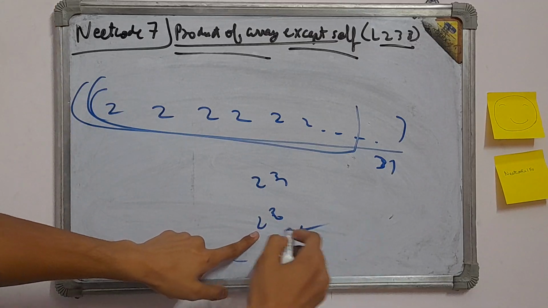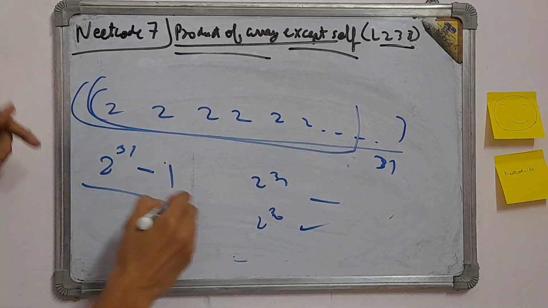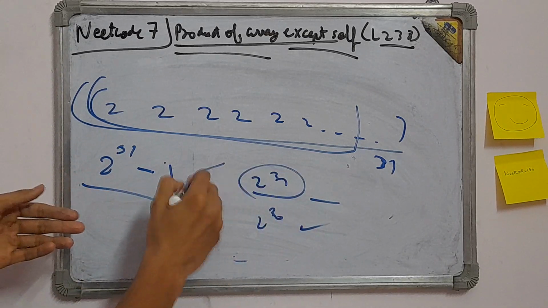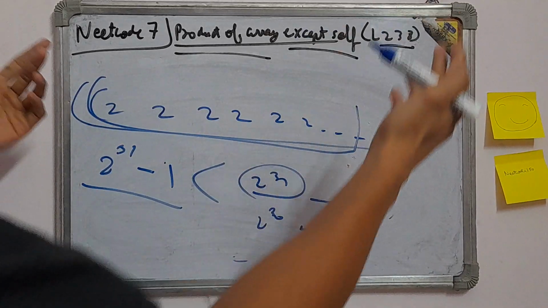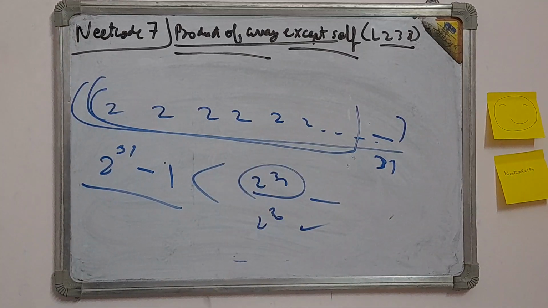So this is under integer, but this is not, because the maximum integer possible is 2 to the power 31 minus 1, and this number is greater than that. That means the full product of the array is out of integer limits, but the prefix of the last element is under the limits. So that means this is allowed. So we have to find the logic in the prefix suffix logic.